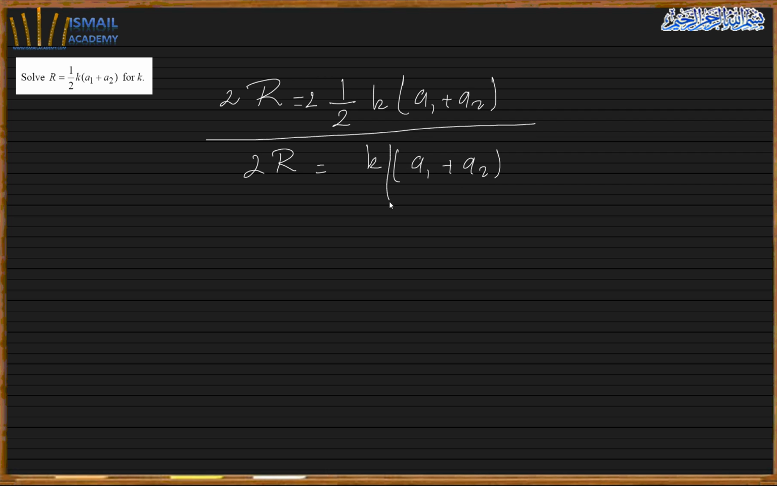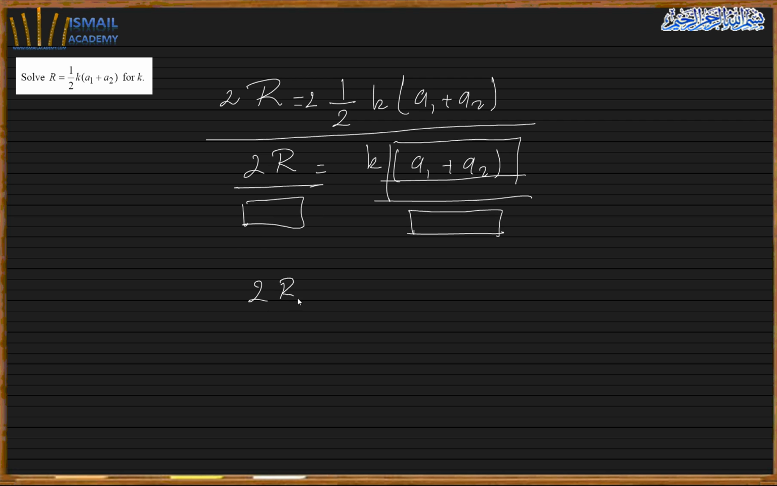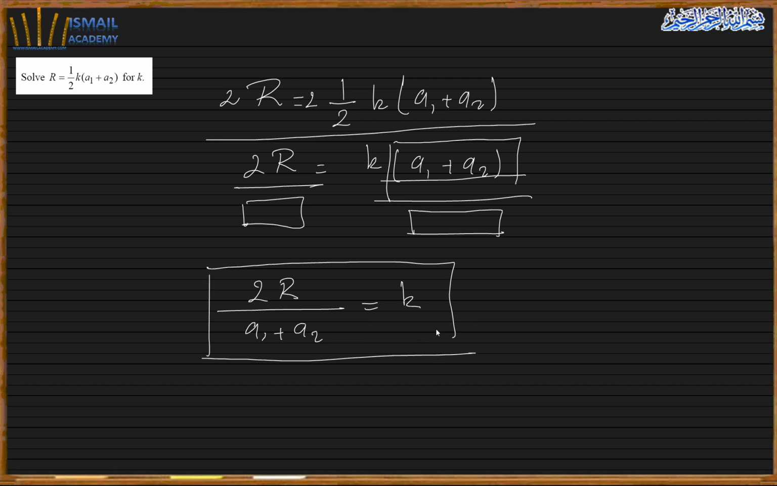This expression is just one number. I divide both sides by the same number. So that means I will have 2r over a1 plus a2 as my k, and this will be my answer. Don't distribute; you move this, and you just keep rotating around the question.